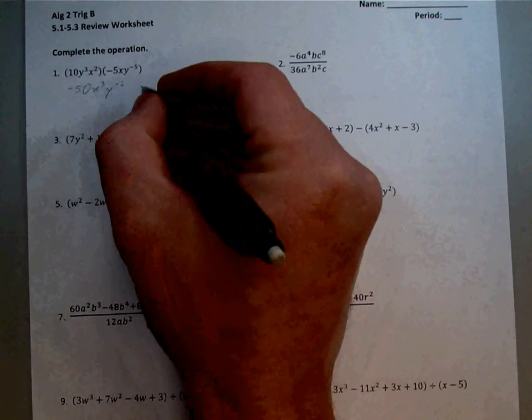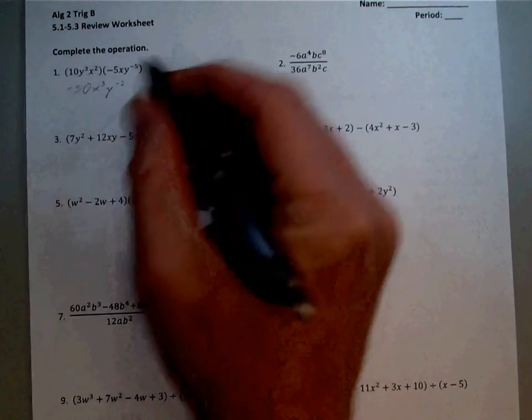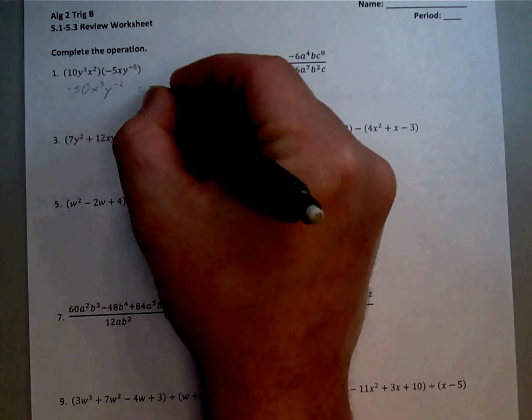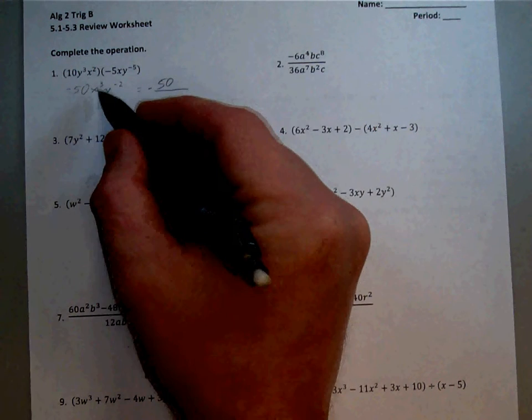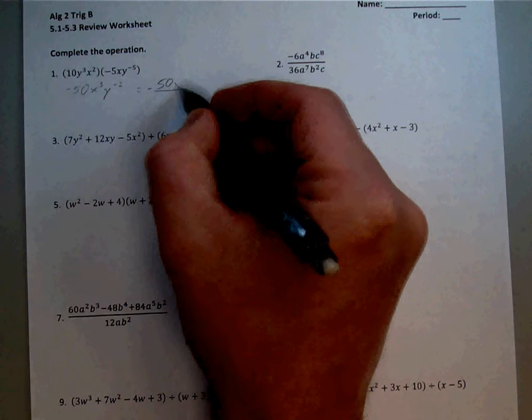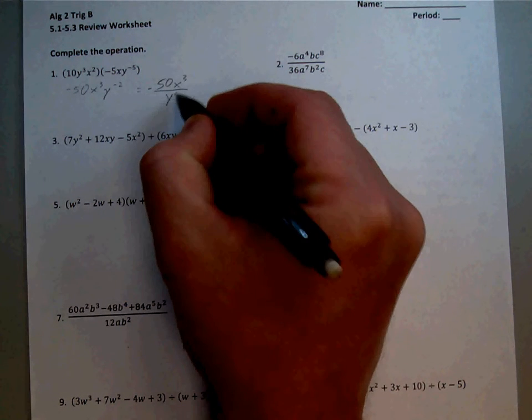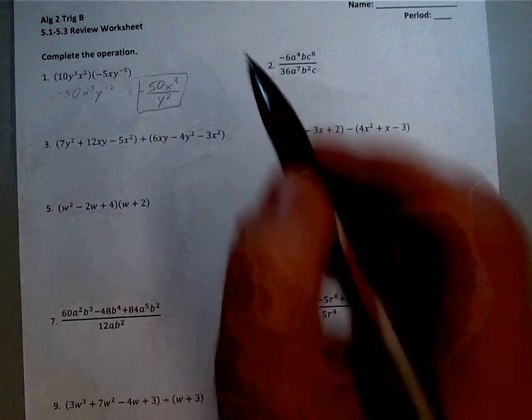Because that's a negative exponent, it's going to have to move to the denominator. The negative 50 doesn't have an exponent, so it can stay up front. You can leave the negative out front if you want. X cubed has a positive exponent. It will stay in the numerator, but the y squared will move to the denominator, become a positive exponent when that happens.